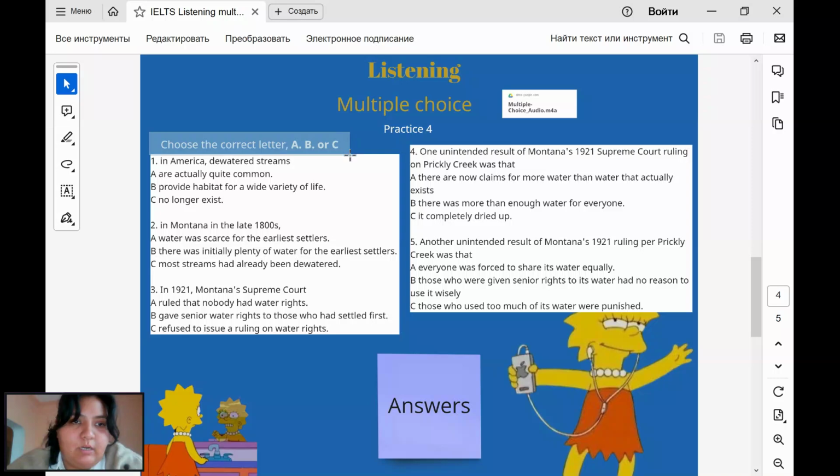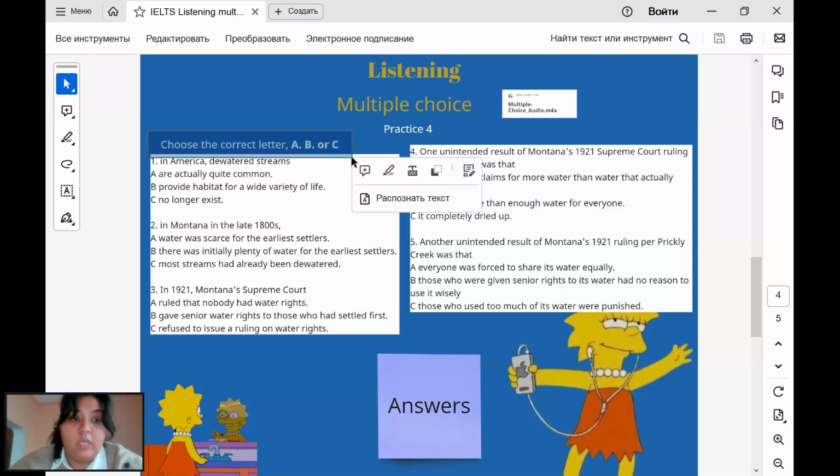Instruction: choose the correct letter A, B, or C. It's not more than one answer. It means only A, only B, or only C is correct. It cannot be A, B, or B, C, or A, C. It's only one letter.